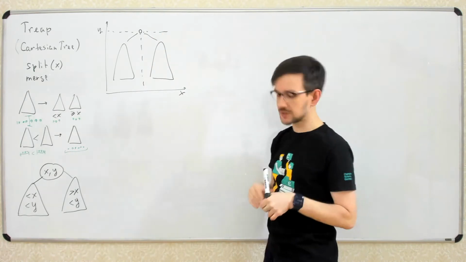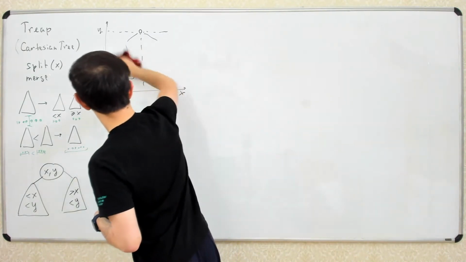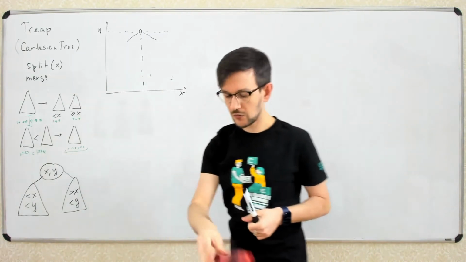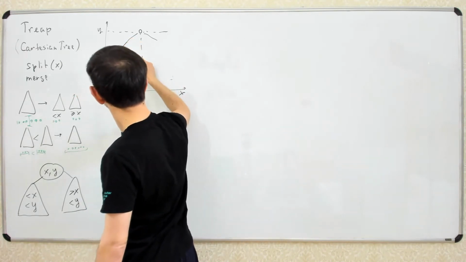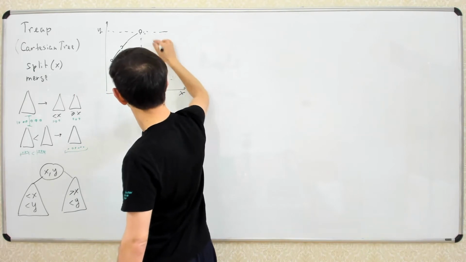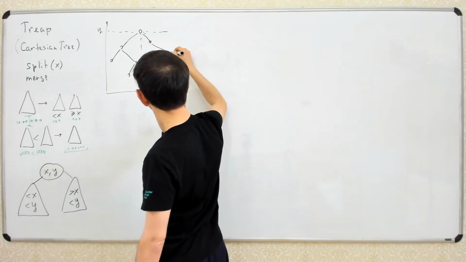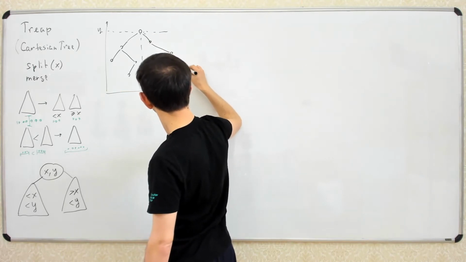Well, let's build some tree. For example, you may have some element here, element here, element here, and here you might have something. Let's put it right here and here and here and here. Something like this.